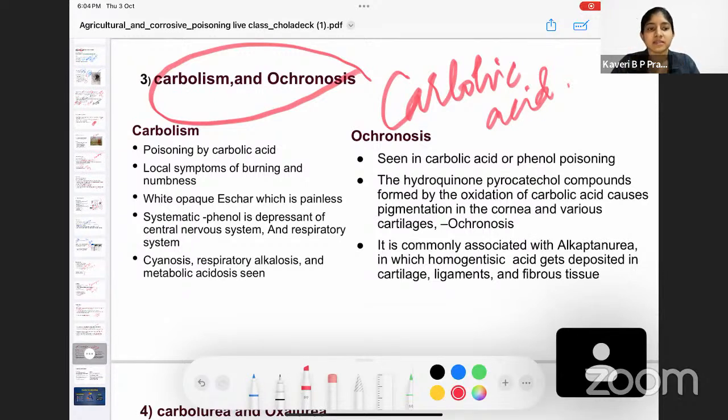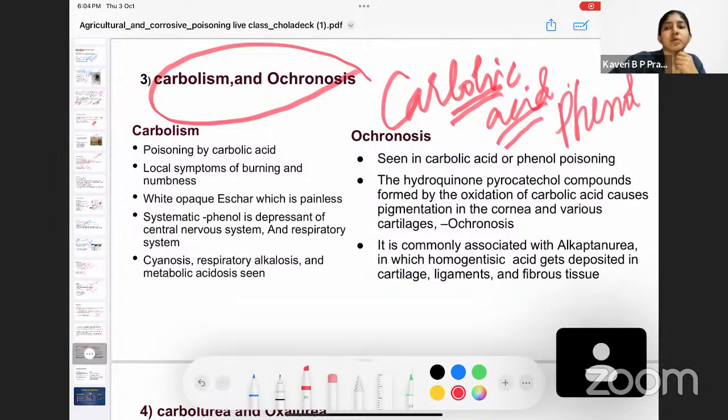Now, what are the systemic features? Remember that it's a carbolic acid poisoning. So where is carbolic acid found? It is found in phenol. What is phenol? It is used at homes to clean the toilets or commodes. A lot of people consume that in order to die or commit suicide.